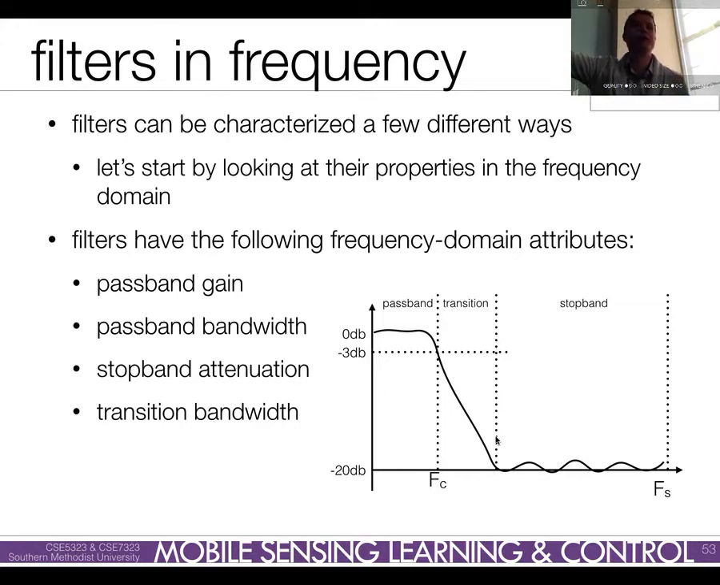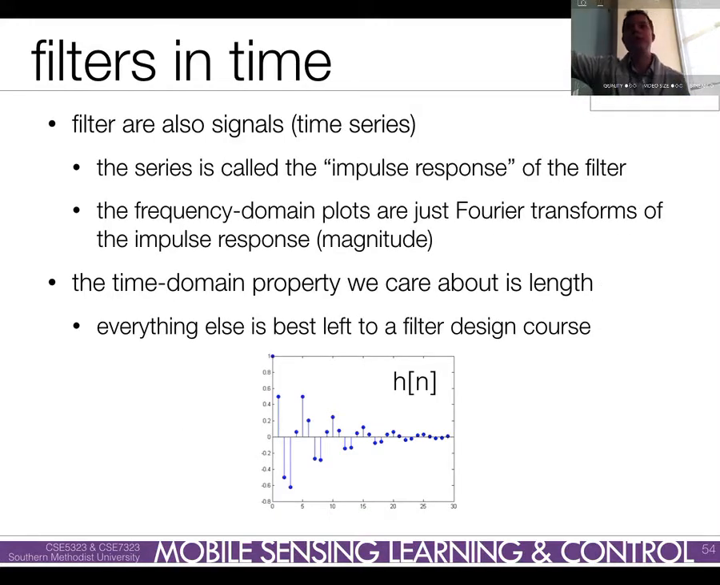So that's how you analyze the characteristics of a filter in frequency. Filters also exist in time, okay? Because if I had that frequency response and took the inverse FFT of it, I'm going to get a time series. So what we call the time series of that filter is the impulse response. You'll hear people talk about the impulse response of a filter, and all that really is, is the time domain equivalent of the filter. It's just an array of what that filter looks like in time.